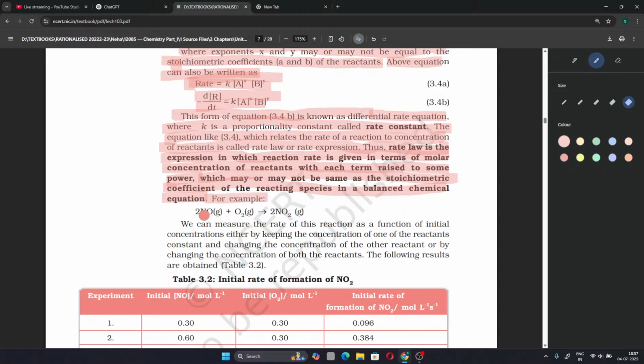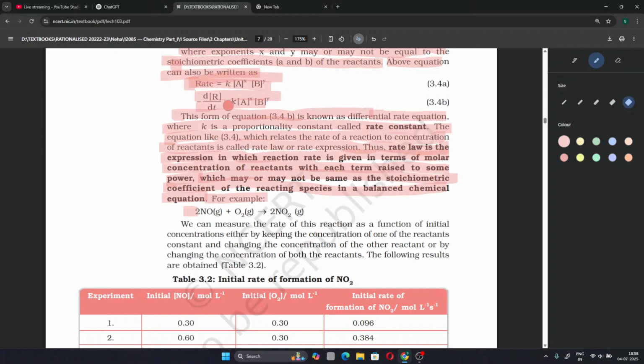For example, 2NO, and we can only find them when sufficient information is given. Normally this equation is found experimentally, and the values of the powers x and y are determined experimentally, but where sufficient information is given, we can indeed find x and y. In this case we can define one more thing here, the order of the reaction, which is the sum of the exponential powers of the reactant concentrations. x plus y is the order of the reaction.